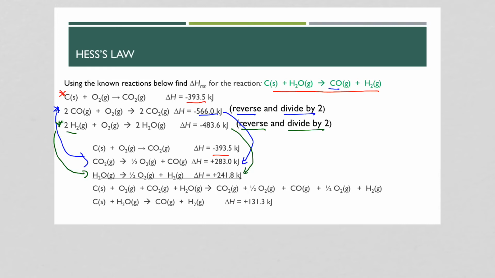So now I have my altered reactions that should add up to give me this, so we can check, right? So if I take all of my reactants, so carbon, O2, 1 mole of CO2, another half a mole of oxygen, I'm sorry, just CO2, and water, I have my reactants here.